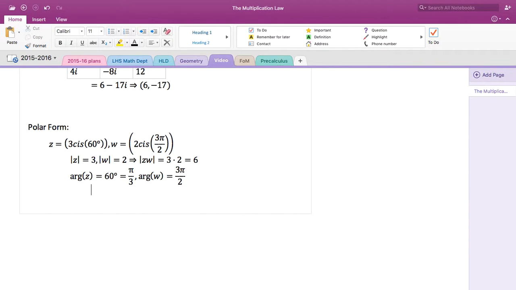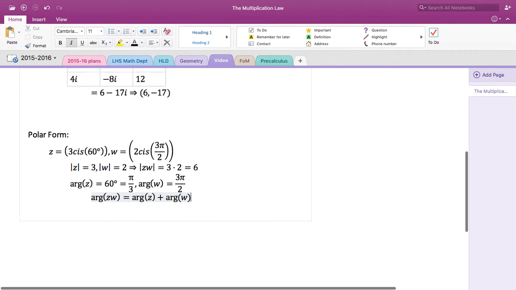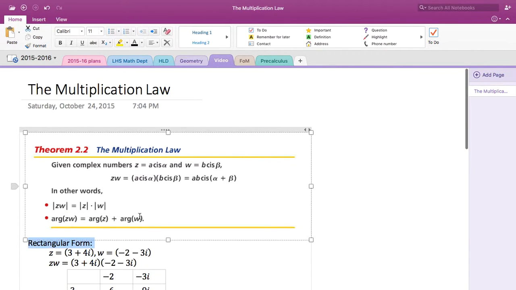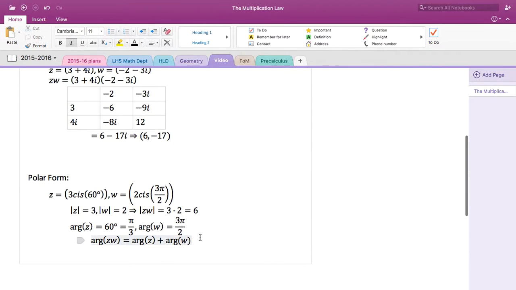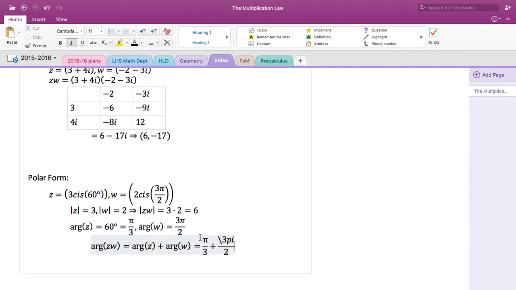So the argument of zw should be the argument of z plus the argument of w, according to the law right here. See that right here? So we're just going to add pi over 3 to 3 pi over 2.